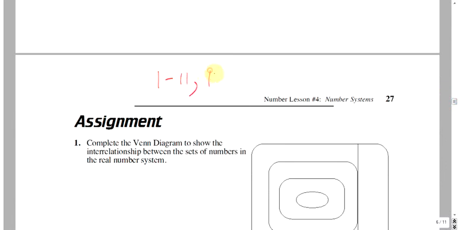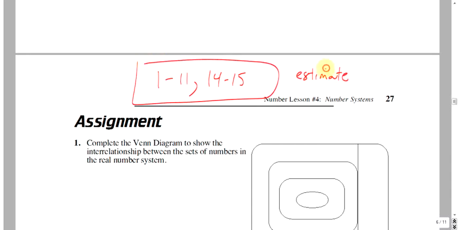1 to 11 and 14 to 15. And again, if it says estimate, do yourself a favor and don't use a calculator, or you will be that much worse off when you get to the government exam.